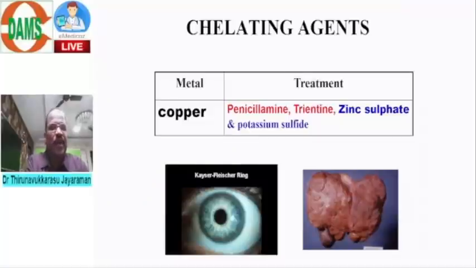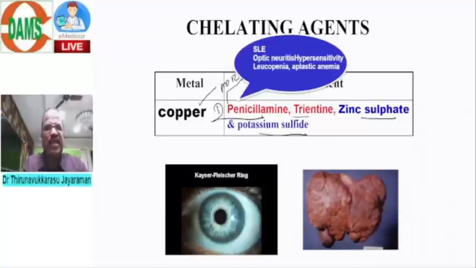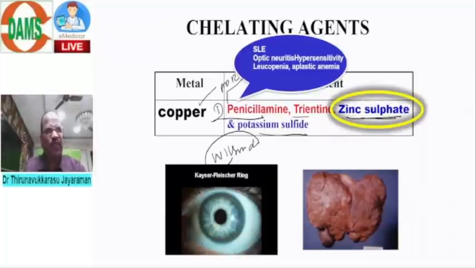And then for treatment of copper poisoning, we can go for D-penicillamine or trientine or zinc sulfate or potassium sulfate. See, D-penicillamine causes adverse effects of so many things. For example, optic neuropathy, hypersensitivity reaction, leukopenia, even aplastic anemia. So today for copper poisoning, the so-called Wilson's disease, the preferred chelating agent will be zinc sulfate. Zinc sulfate is the best answer. So in your question, for acute iron poisoning, the right answer is desferrioxamine.